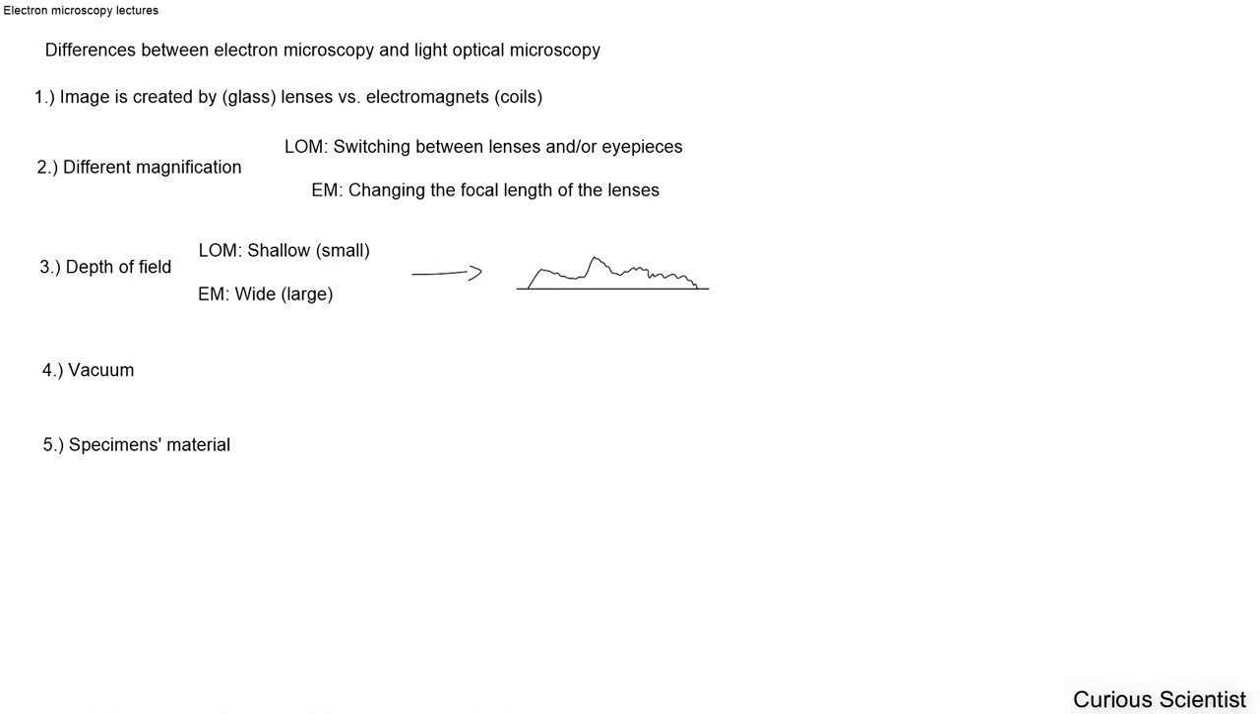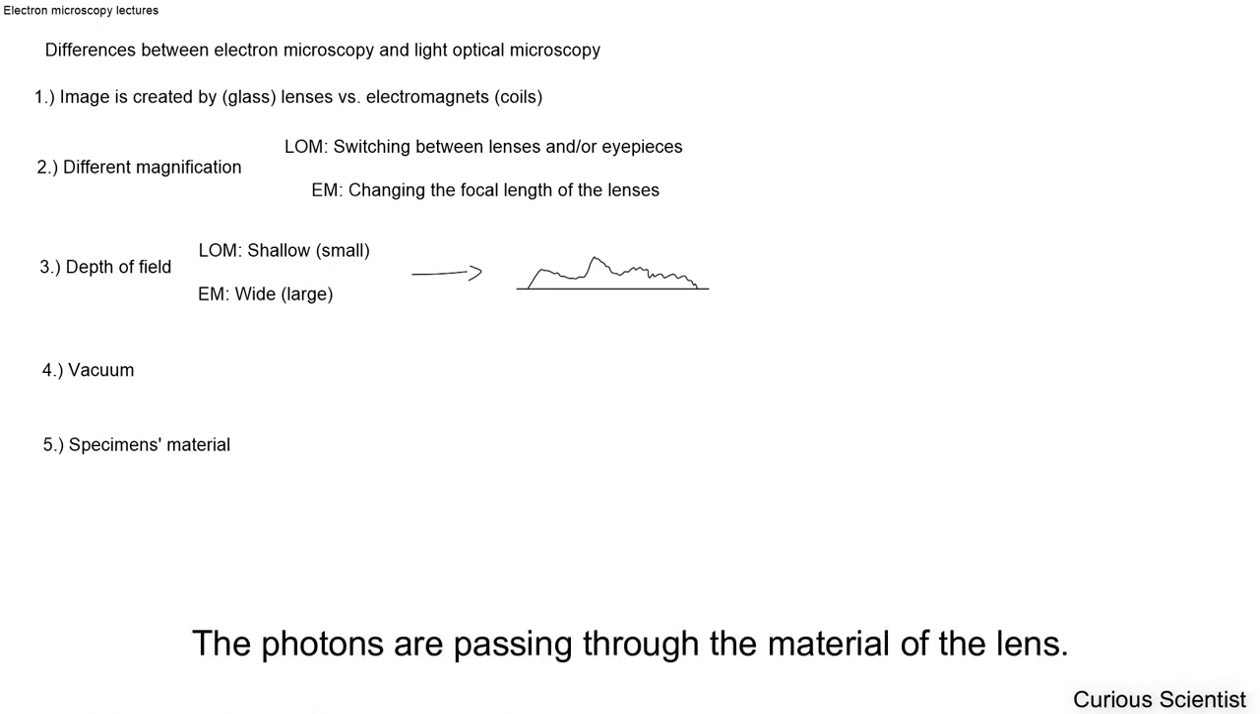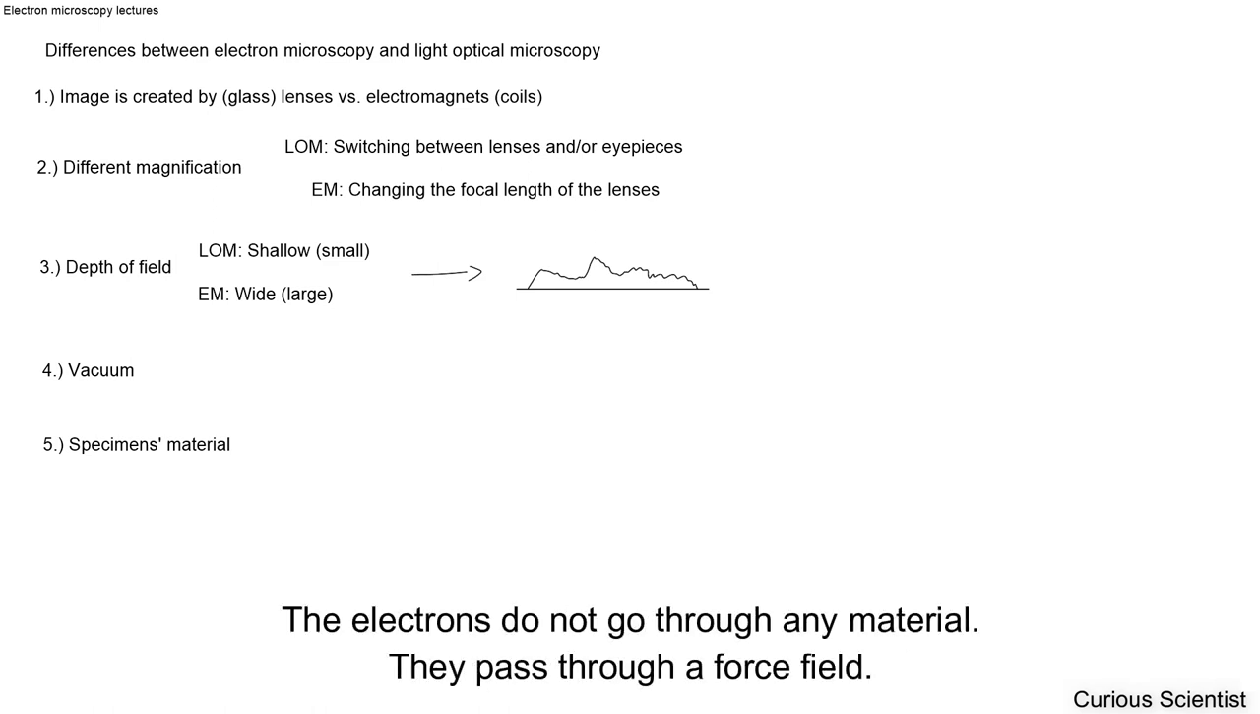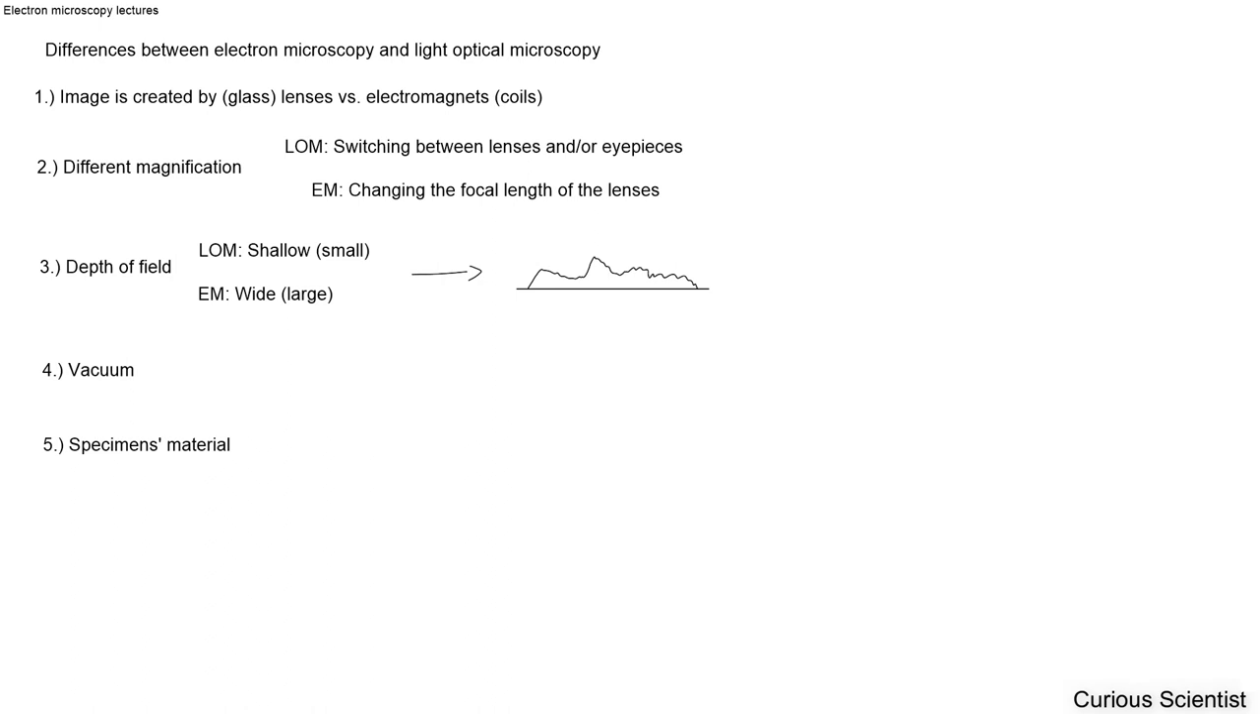In the case of light optical microscopy, the beam of photons is actually passing through the material, but in the case of electromagnetic lenses, so in electron microscopes, the electron beam is not passing through any kind of material, it goes across vacuum. It just passes through the magnetic field which is generated by electromagnetic coils. So this is one of the big differences.